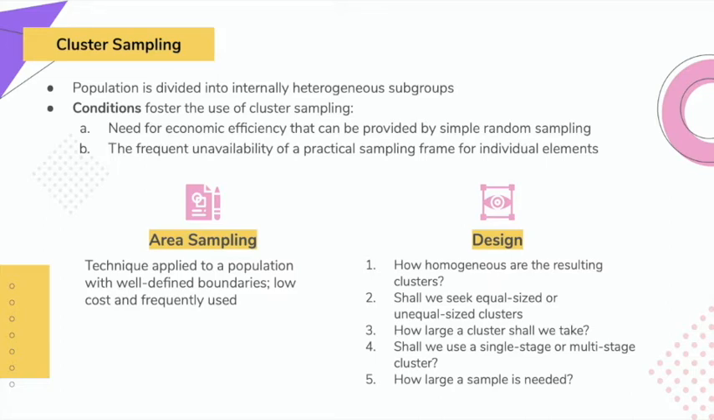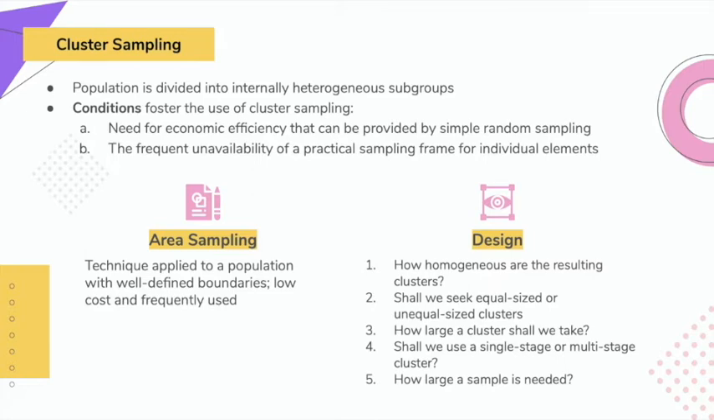So much research involves a population that can be identified with some geographic area. When this occurs, it is possible to use area sampling. It is a technique applied to a population with well-defined boundaries, such as country populations, national populations, and even smaller areas. So it requires low cost and it is frequently used.